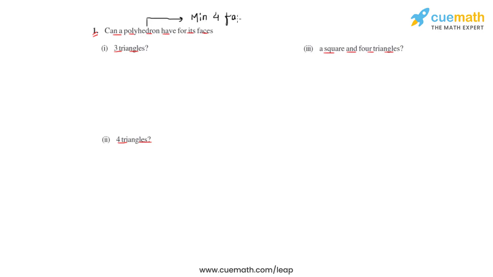Now we already know that a polyhedron is a solid with a minimum number of 4 faces. Based on this concept, we'll answer the 3 parts of this question. In the first part, we have to state whether a polyhedron can have 3 triangles. Now this is definitely not possible because we know that a polyhedron should have a minimum of 4 faces.